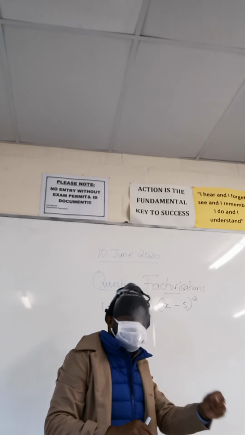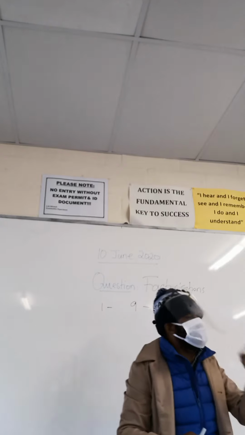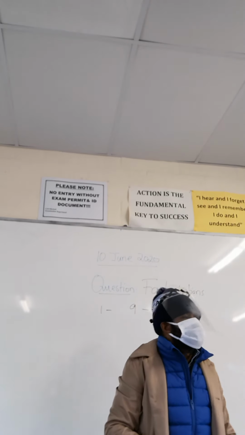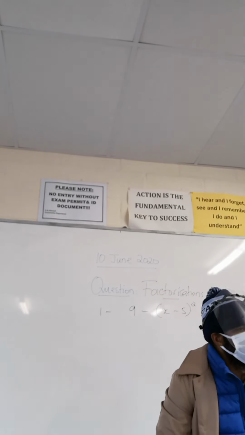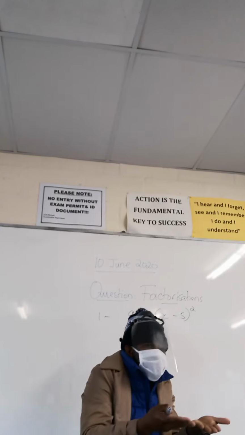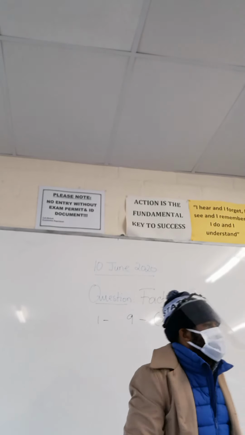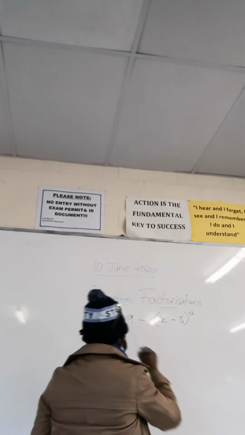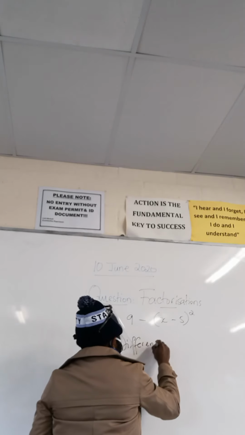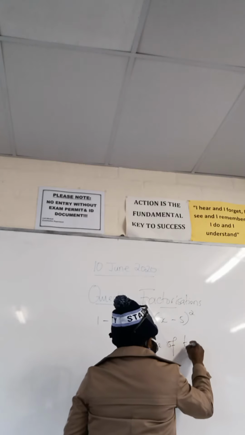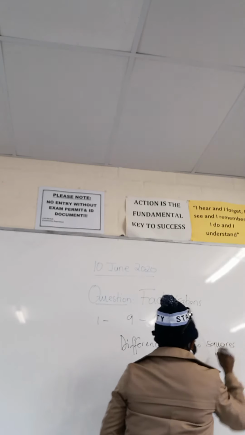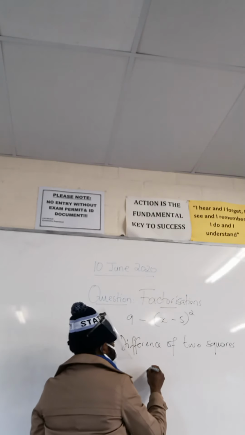But before you start, that is where mathematics becomes very interesting. You need to write your formula down. Because when you have a formula down, the formula is like a map. If you have a map, you follow the direction. What is the formula for the difference of 2 squares?